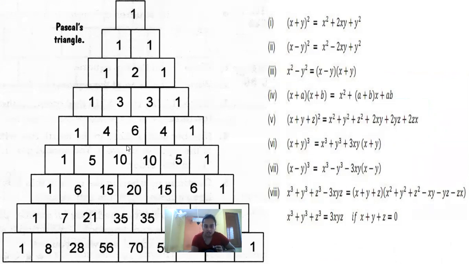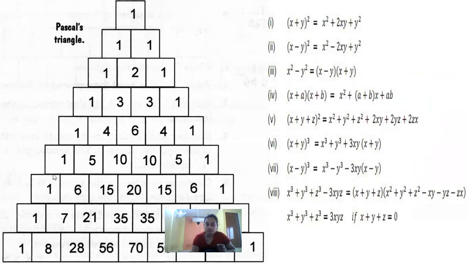Similarly, if you are asked to do (x + y) whole to the power 4, then the first term will have a coefficient of 1 and the last term, meaning the higher degree term, will again have a coefficient of 1. In the middle, the second coefficient will be 4, the third coefficient will be 6, and the fourth one will be 4. And how do you get this? Add 1 and 3, this is 4; add 3 and 3, this is 6; and add 3 and 1, this is 4.